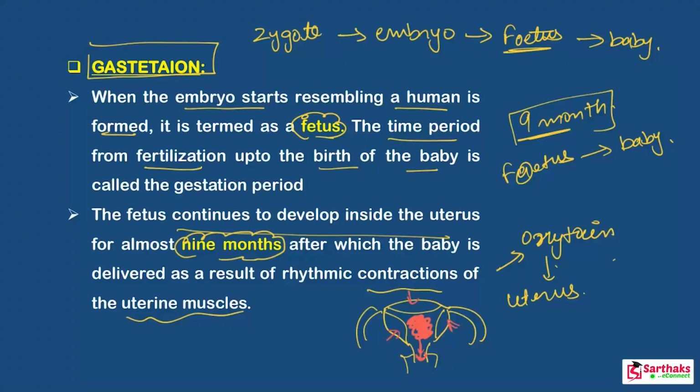So in short, I just want to say that birth begins when the strong muscles in the wall of the uterus start to contract rhythmically. The rhythmic contraction of the uterus muscle gradually pushes the baby out of the mother's body through the vagina. This is how a baby is born. I hope you got it. Let's see the next topic of this chapter, menstruation.